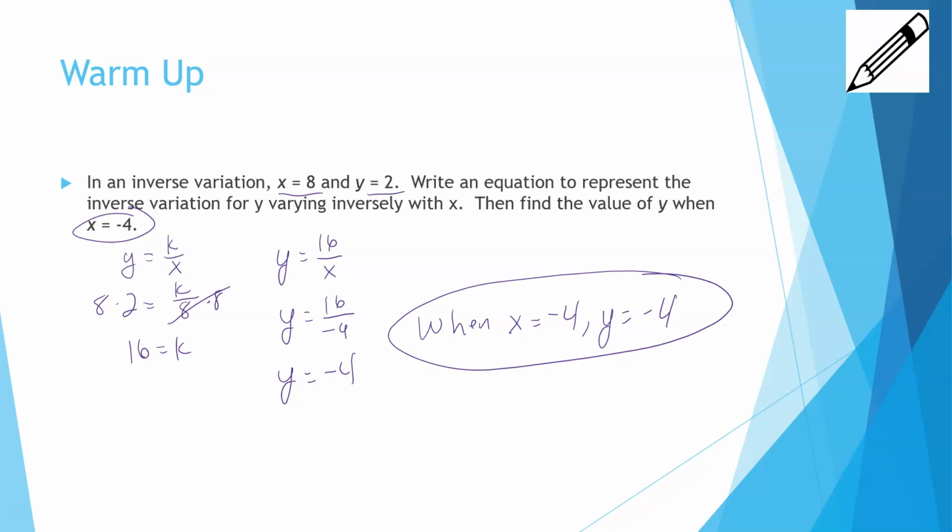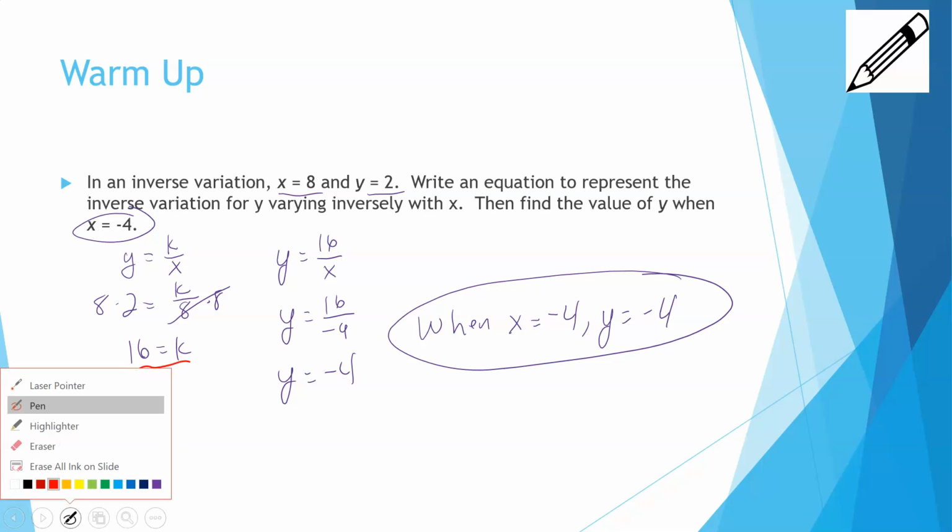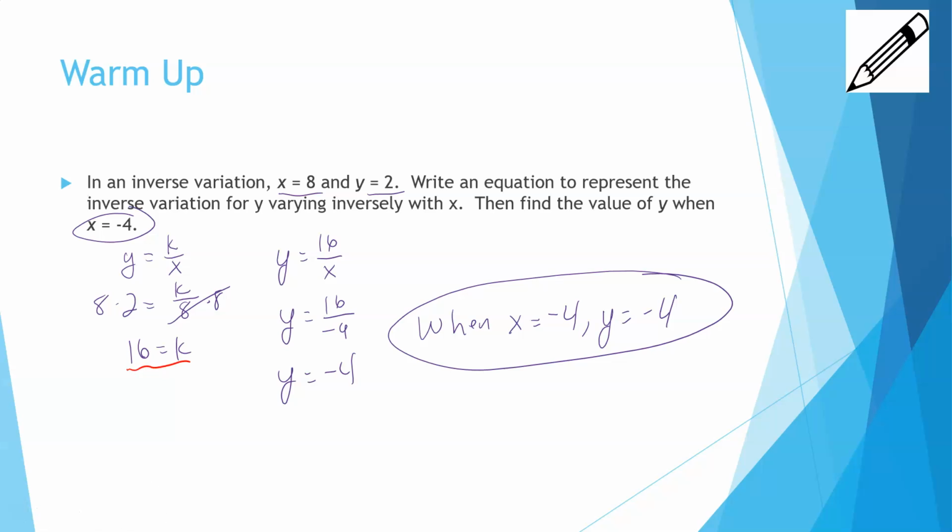Hopefully you figured out that your k was 16 and that when you plug that in and divide by negative 4, you got y to be negative 4. So you should have had when x is negative 4, y is negative 4.